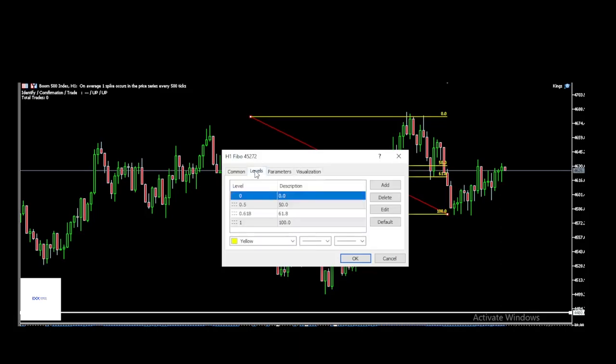So remember, in levels, that's where we are paying attention to. You have a lot of levels here. Delete all of them, click on them, and then tap on delete to remove them. The only levels you are expected to leave are just the 0, the 50, the 61.8 and 100. All right, so this is how to set up your own Fibonacci retracement.